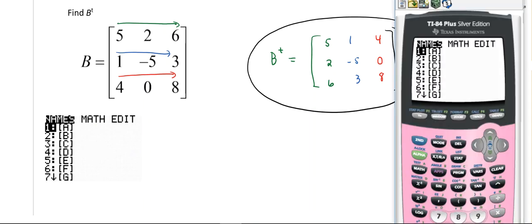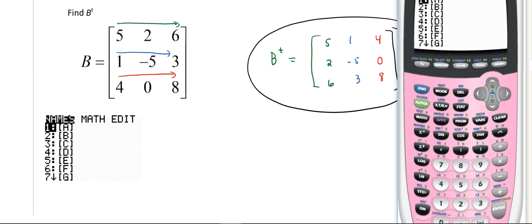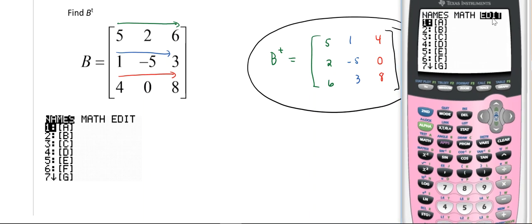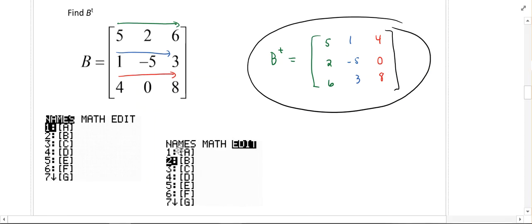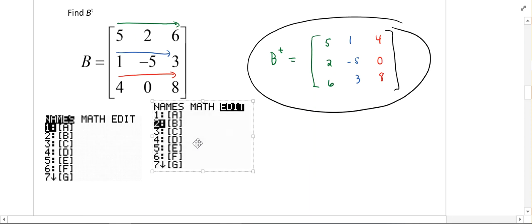For example, I'm going to take this matrix B and put it in as, I'm going to call it, well, why not call it B? Now, if I do B right now, it's going to just give me an error because I haven't put anything into it. So we'll do second matrix, and we'll go over to edit. See that over here, edit? Okay, so I'm going to edit B, and you can edit any of them at all. It doesn't matter which one you go to edit.